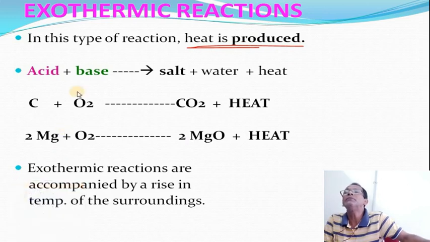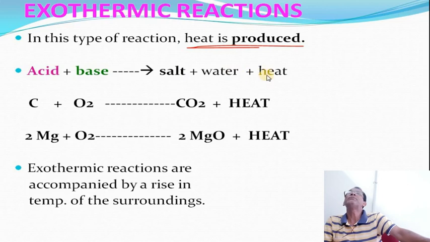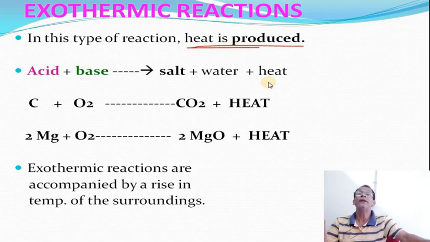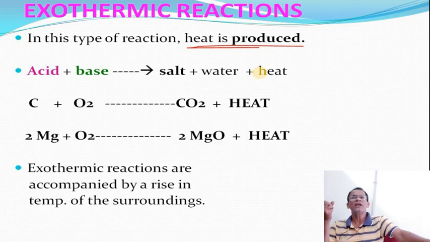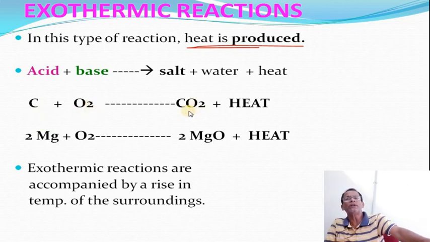What are the examples of this? Acid plus base produces salt and water and heat. If you add acid to base, it produces salt and water. How can you know it is exothermic? Because heat is produced, which means the temperature of the solution increases. Similarly, carbon when burned in the presence of oxygen forms carbon dioxide, and heat is produced, as in burning of coal. Magnesium when burned in the presence of oxygen produces magnesium oxide, and heat is also produced. So these are called exothermic reactions, which means heat is produced.